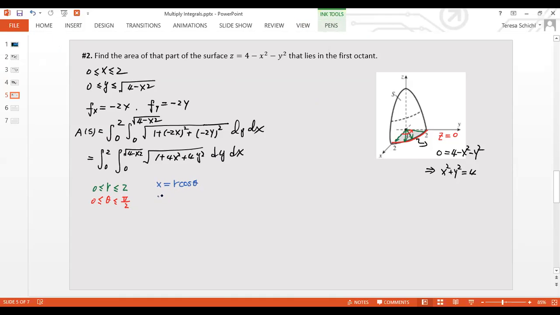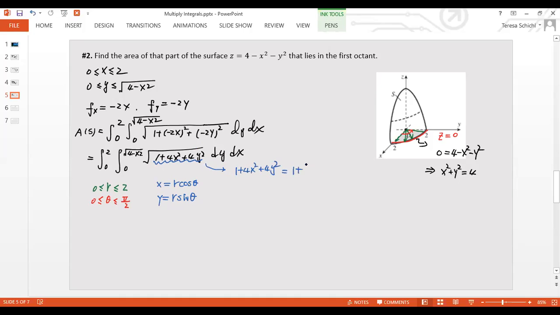And what is the y here? y equals r sine theta. Okay, so now let's take a look at this big mass here. This one is 1 plus 4x squared plus 4y squared.